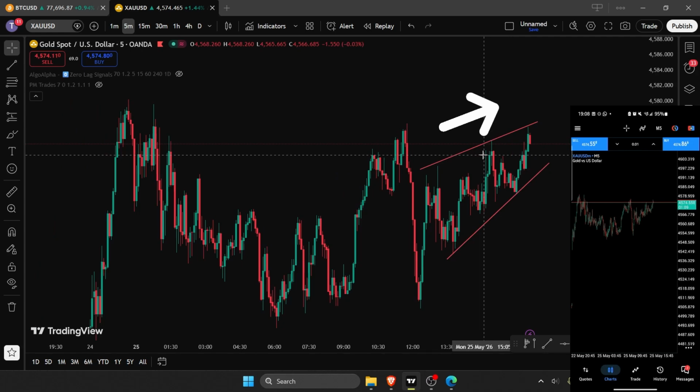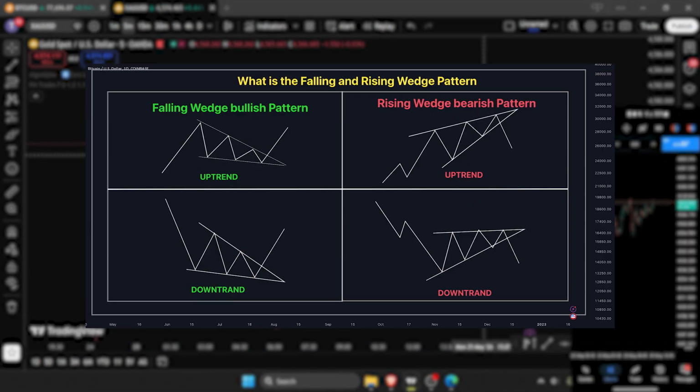So a wedge can be found in two forms, one which is a rising one and the other one is a falling one. So if we're looking at the rising wedge, at the end the market is going to go down. But if it's a falling wedge, the market is going to go up.